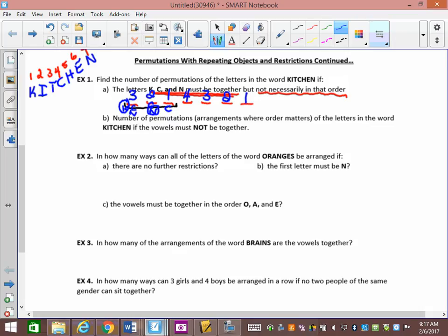Now, this would be the answer if it said that KCN have to be together, not necessarily in that order, in the front, or begin with KCN, not necessarily in that order. Okay? Did it say it has to begin with them? No, it just says they have to be together. So this is the catch, the extra step that everyone has to remember when it says they have to be together, but doesn't say they have to be in a specific spot.